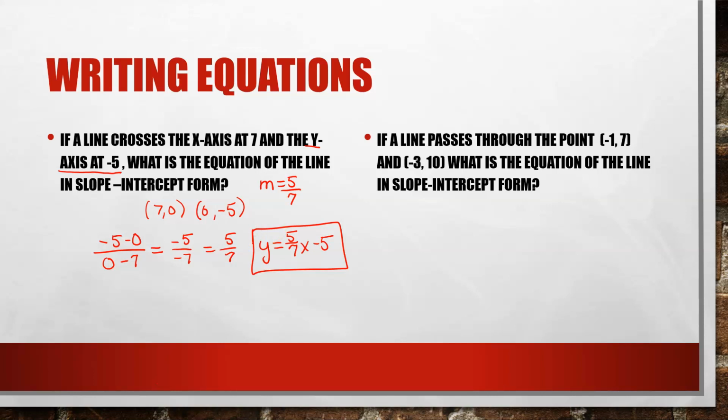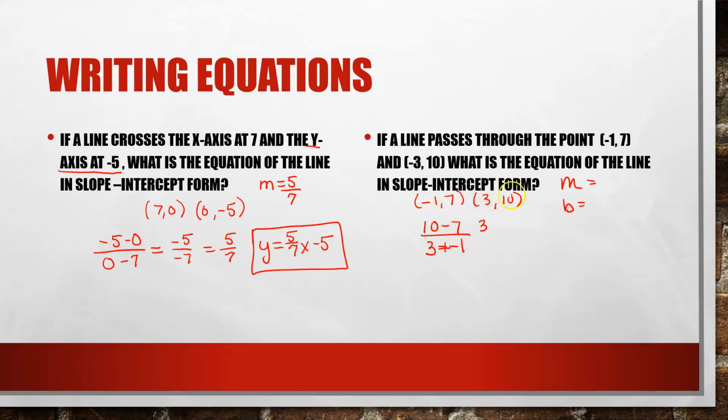All right, so let's look at another one. If a line passes through the points (-1, 7) and (3, 10), what's that equation? So again, we need a slope and we need a y-intercept. So let's use the slope formula to find the slope. So I have 10 minus 7 is 3, and 3 minus negative 1.